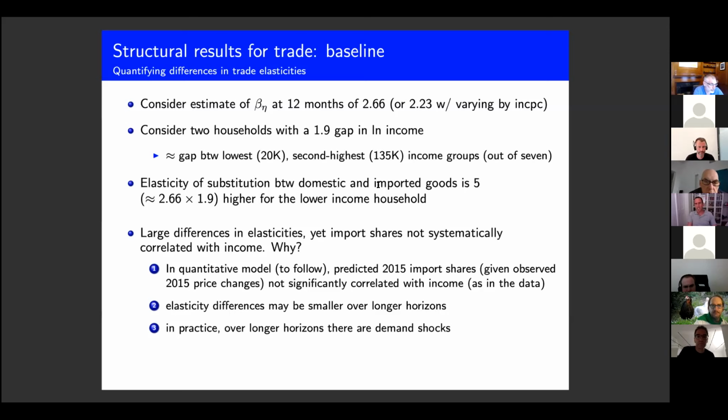How can they be so large, yet we don't see differences in import shares across income in levels? Well, it turns out that even with these large differences, if you feed small price shocks into our model, you wouldn't see them in levels either. So the model is consistent with that. And of course, this elasticity might be smaller over longer horizons. And in practice, in the data, there are all kinds of demand shocks, so that could also wash out the impact of income.